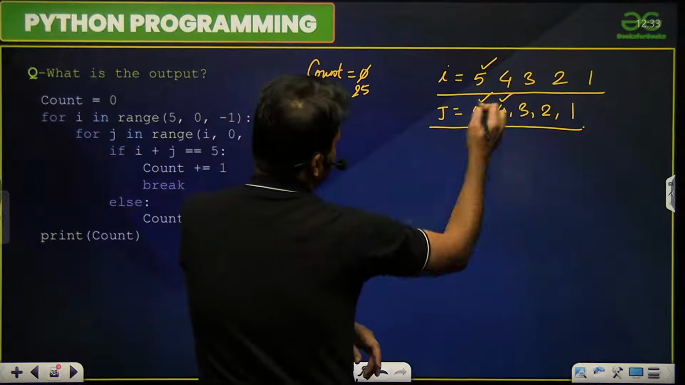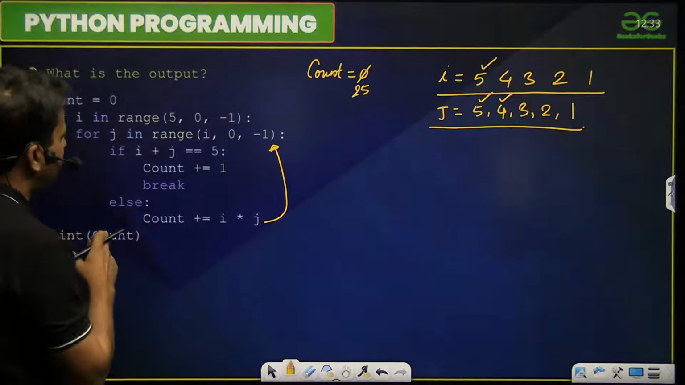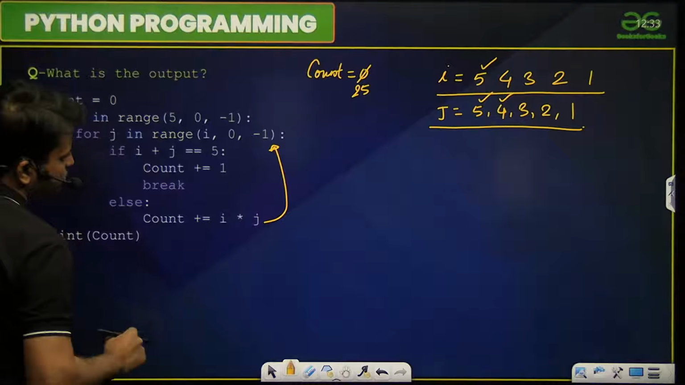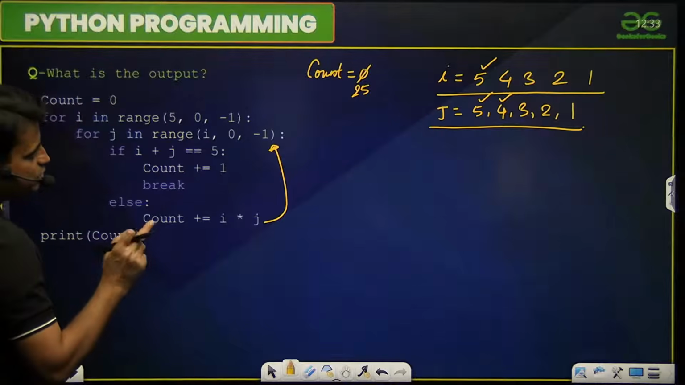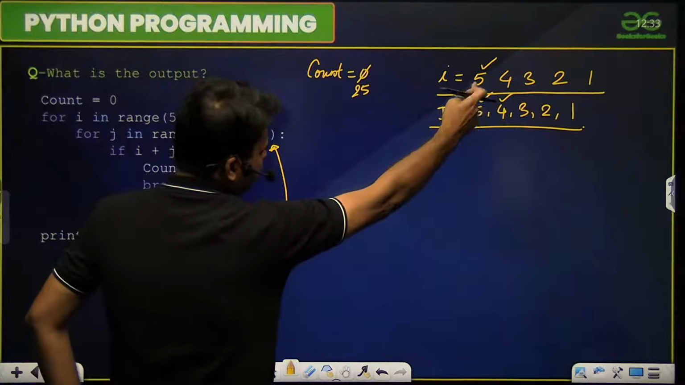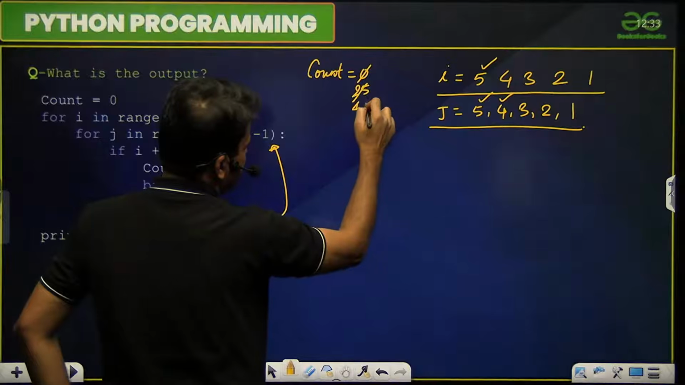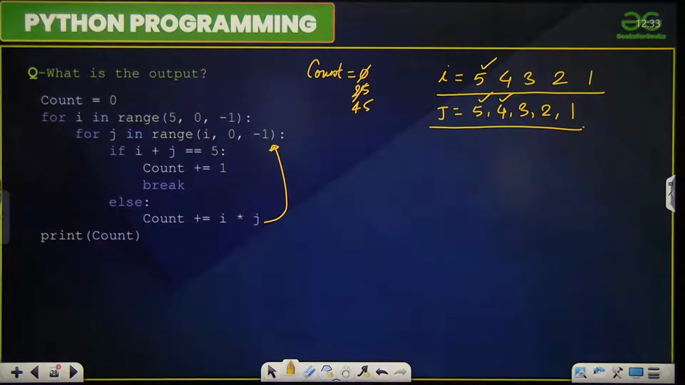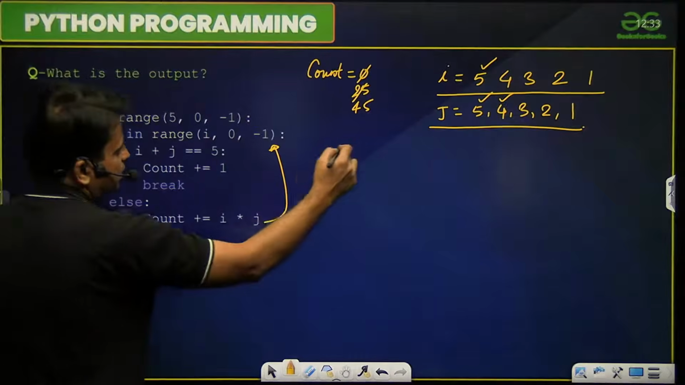So j equals 4. Sir, j equals 4, i plus j. Sir, 5 plus 4 is 9. No, this again condition false. Count equals count plus i into j. Sir, i into j, sir, 5 into 4. 5 into 4 is 20. 20 added to 20, so it will be 45. Okay. Again go to this one.